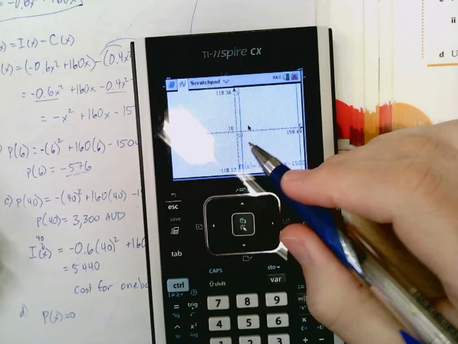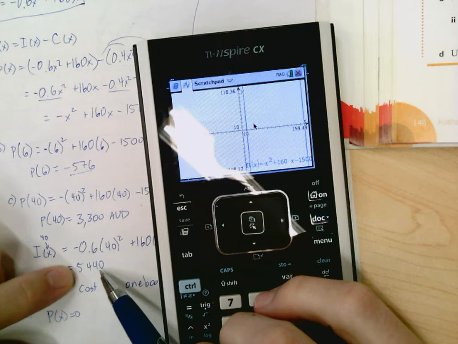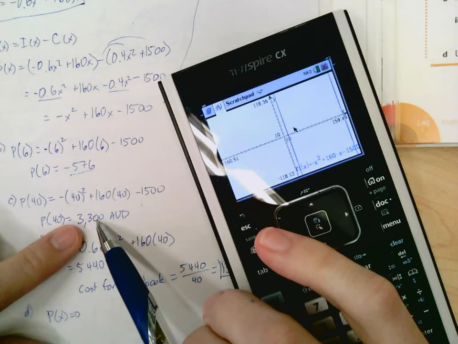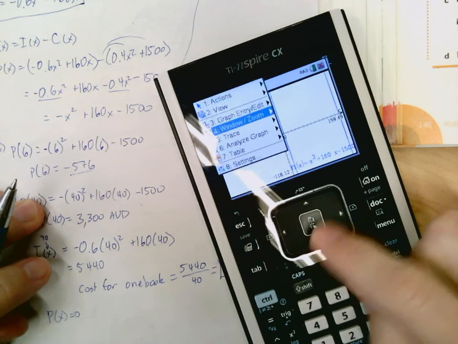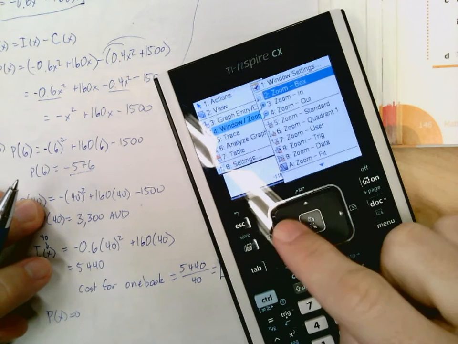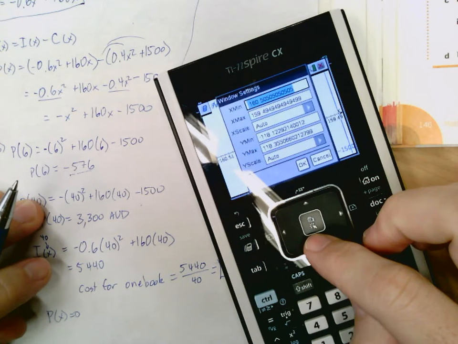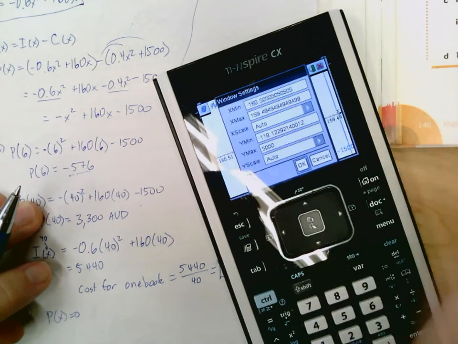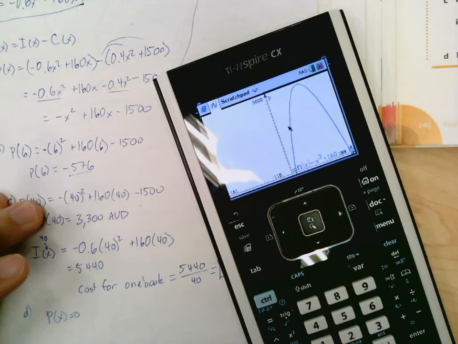But what I want to do is see the whole graph. I want to see it look pretty. So I saw that I got a lot of money before, 3,300. So I'm going to change my Y value here. We're going to go into menu, and change the window. In the window settings, we're going to change the maximum Y value, and we're going to go like 5,000, and then we'll say okay. And let's see what we get. Oh, now I get a nice pretty graph that's a quadratic.